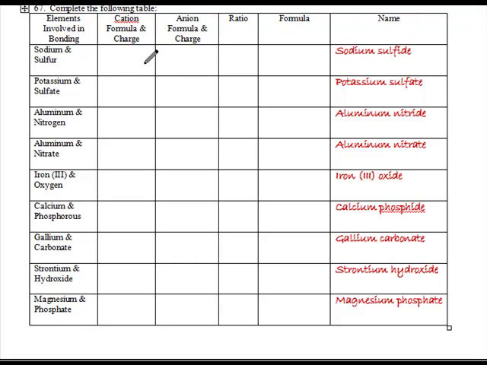Okay, now the big table. You're going to have to complete the following table here, and you're going to do something like this also on your exam. I've written on all the names in red, so you can check those out. I'm going to work out the charges, the ratios, and the formulas with the pen here.